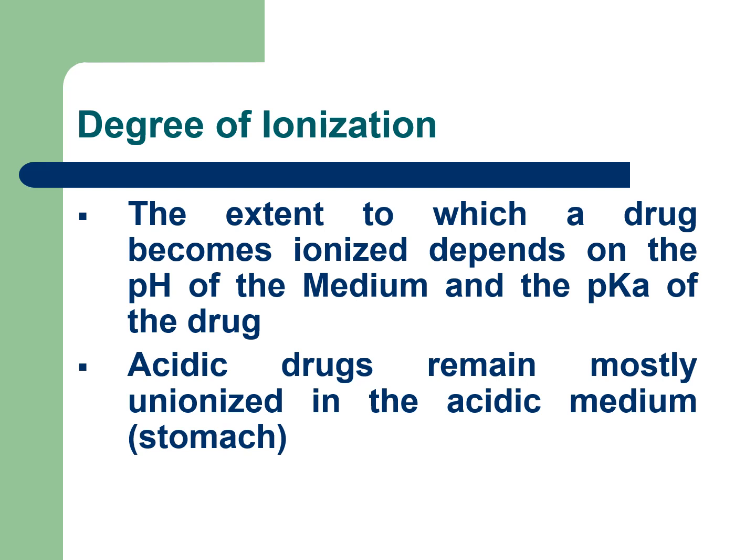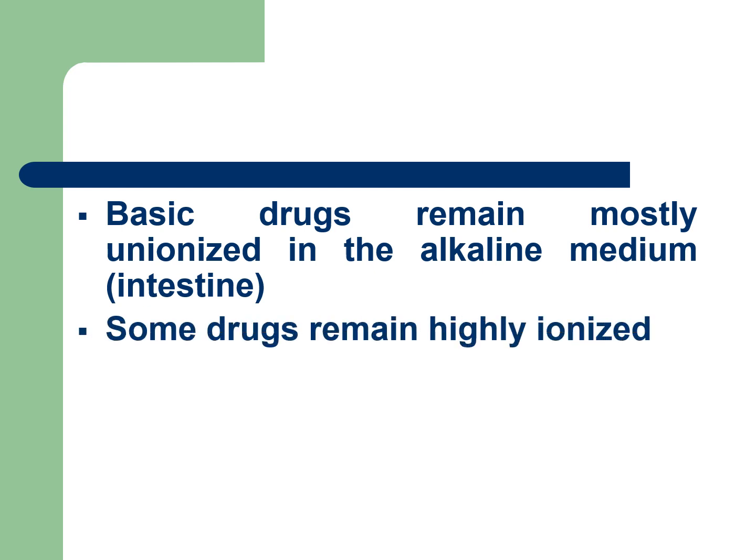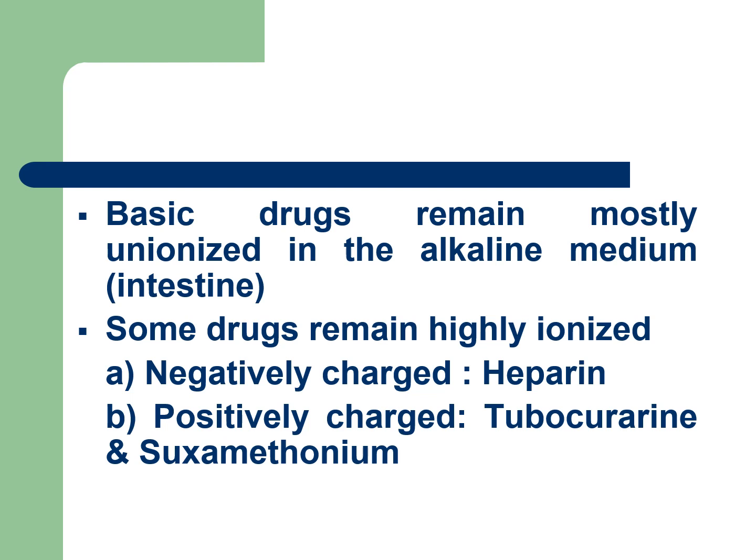So now apply the rule. If a drug is in non-ionized form, unionized form, it is lipid soluble. It is going to have more absorption. And basic drugs remain mostly unionized in the alkaline medium, which is the intestine. And there are some drugs also which are highly ionized. For example, negatively charged heparin, which is an anticoagulant, and positively charged tubocurarine and hexamethonium, which are neuromuscular blockers.